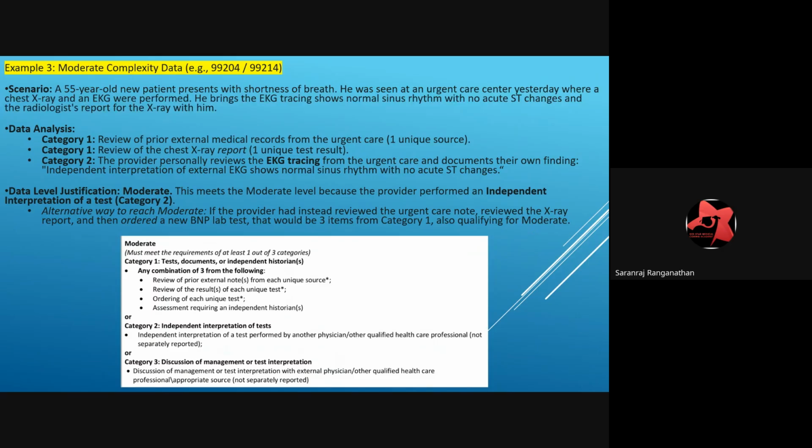After performing the test, whatever data they're collecting or reviewing, they need to interpret whether it is good or bad, normal, what is the scenario, what is the circumstance you are currently in. That explanation needs to be provided. That's what comes under independent interpretation. Then comes the discussion of the management or test interpretation.